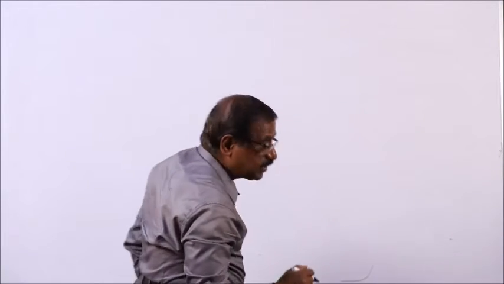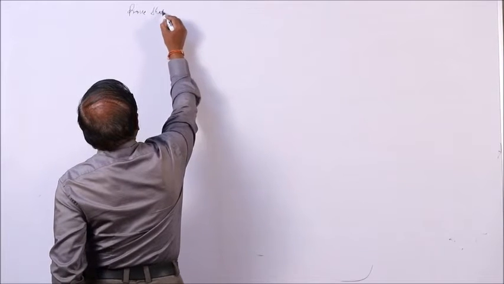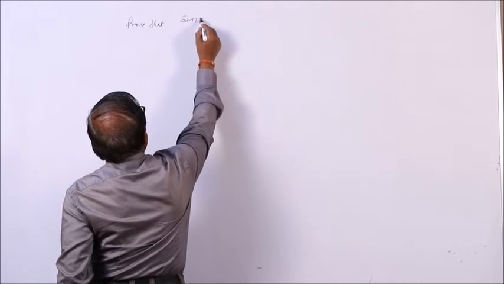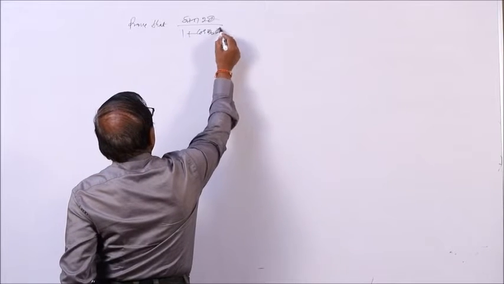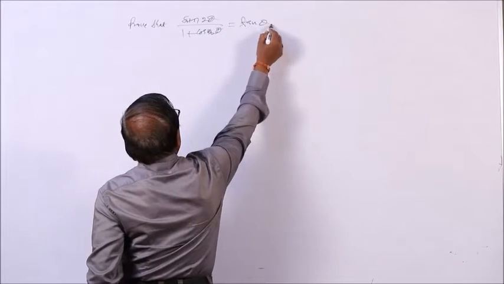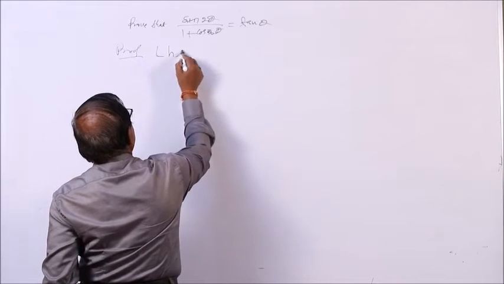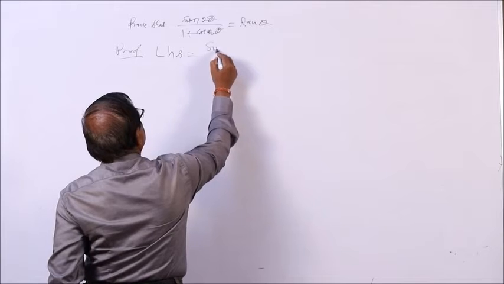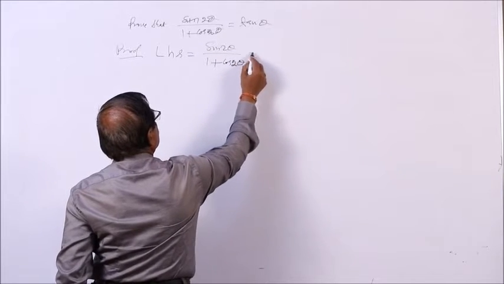You see, proof is there. Prove that sin 2 theta by 1 plus cos 2 theta is tan theta. So, you see the proof. LHS, you write like this, LHS is sin 2 theta by 1 plus cos 2 theta.